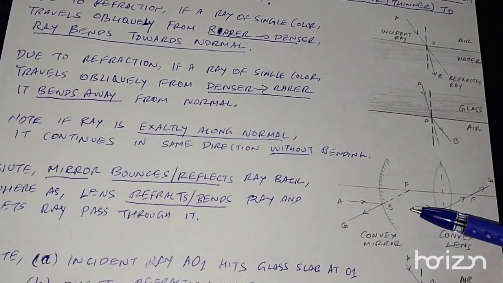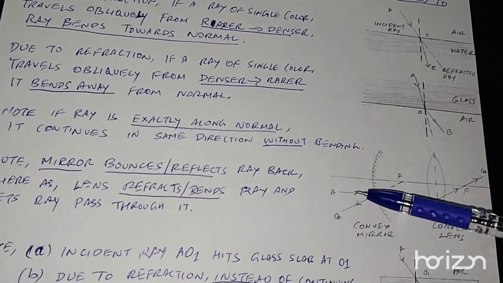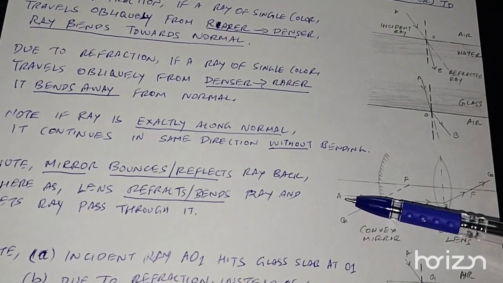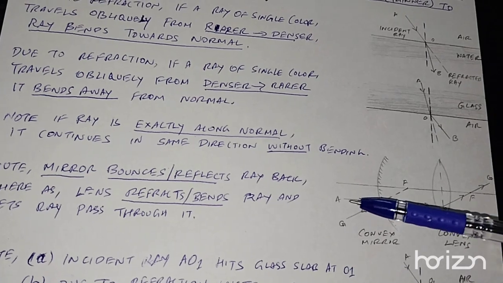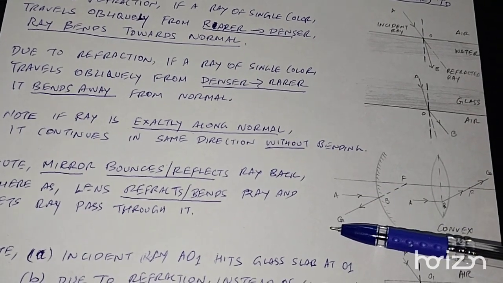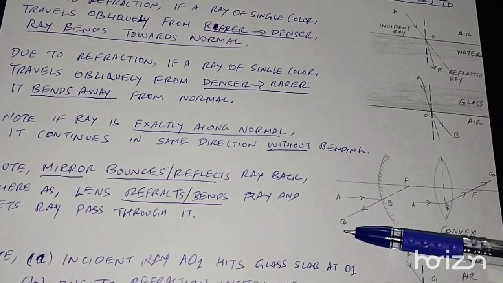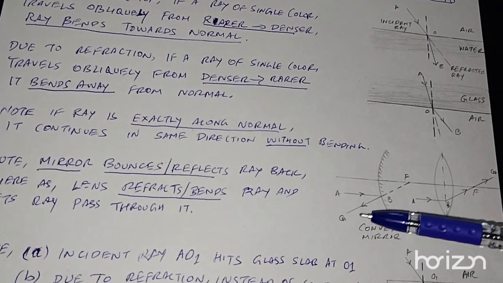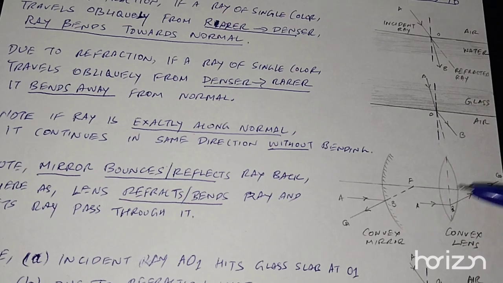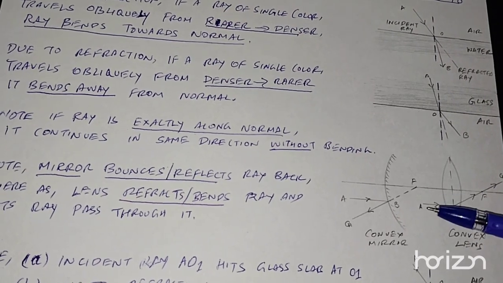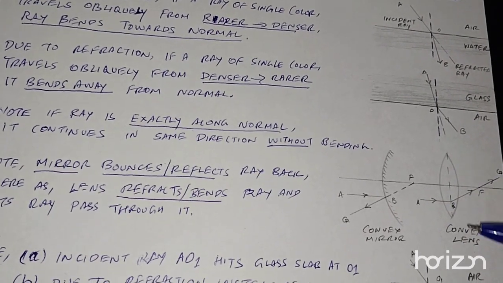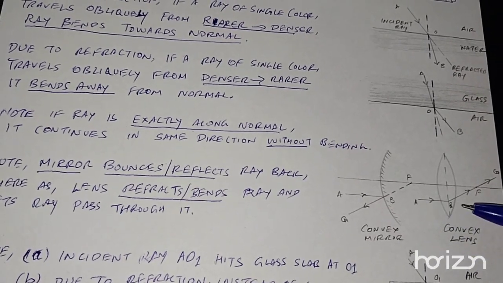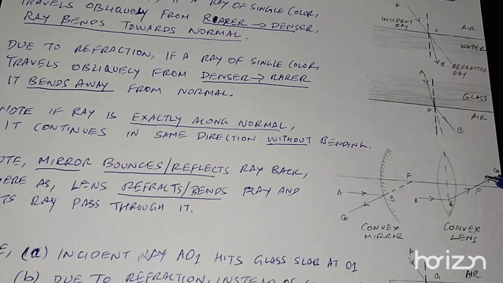Here we have a convex mirror. When I shoot a ray which is parallel to the principal axis, it reflects back. So A, B, I shoot a ray like this, it reflects back where it came from, BG, such that it appears to be coming from the focal point. You have already learned this. Now this is a mirror, but what about a lens? If I shoot the same ray AB to a convex lens, this is a convex mirror, this is a convex lens, the lens lets the ray pass through it.